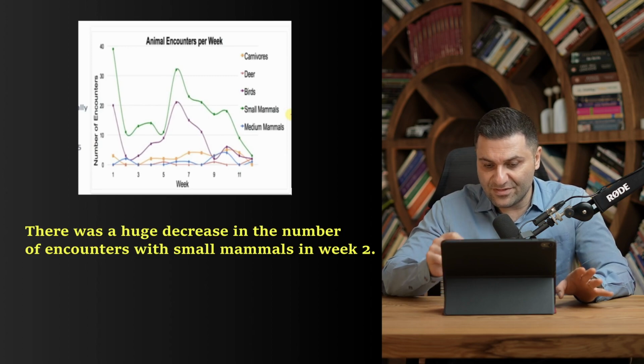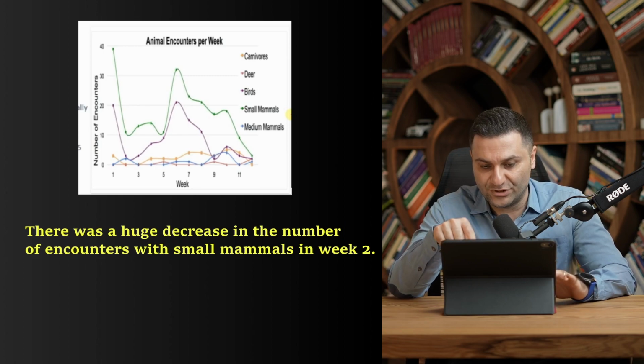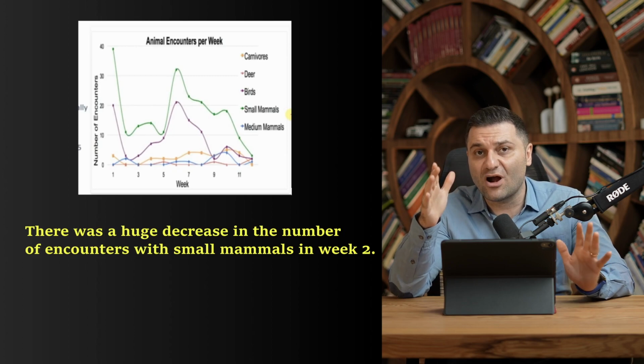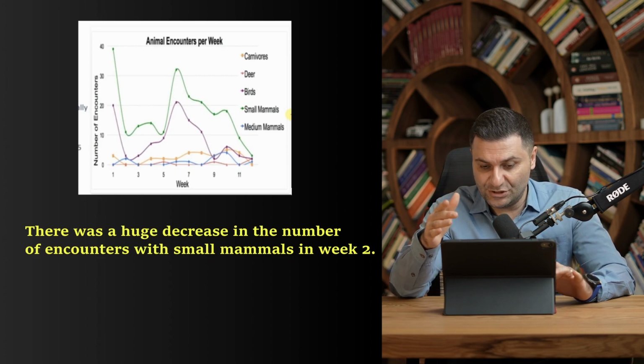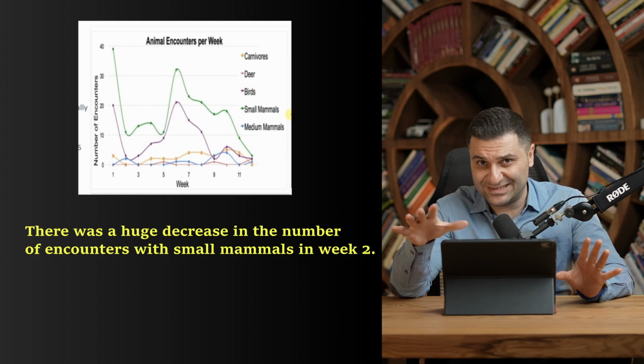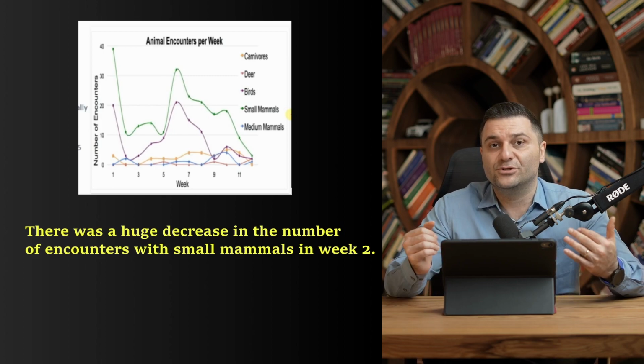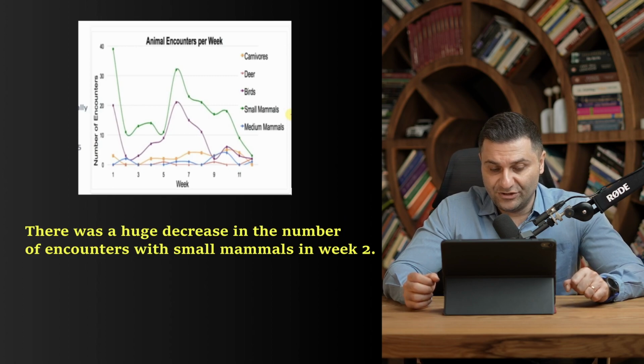Huge decrease. This is what we mean by huge. It is very, very large. So it dropped from 40 to approximately 10. So it is very huge. It's a very big, very large change.